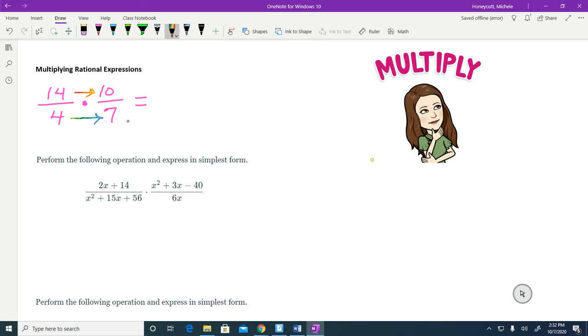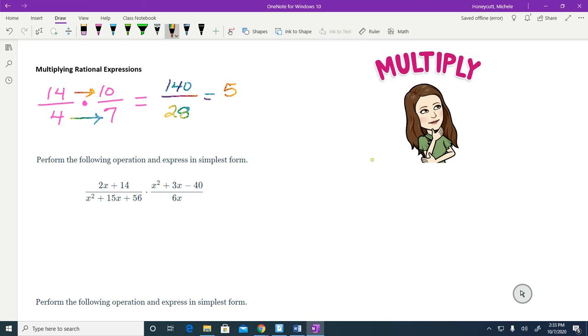So 14 times 10 is 140. 4 times 7 is 28. Then I would simplify 140 over 28. And I'm cheating because I'm using my calculator. Well, that simplifies to 5.